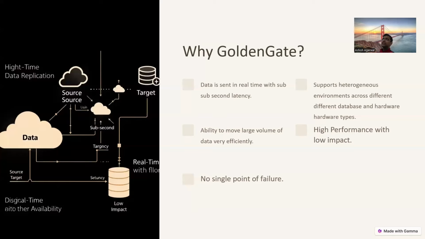So Golden Gate is used because data is sent in real time with sub-second latency. It means that Golden Gate applies the data from source to target within few seconds. Golden Gate supports heterogeneous environments across different database and hardware types. So, as I mentioned to you, Golden Gate can replicate the data between different databases like Oracle, SQL Server, and your hardware can be different as well. So, it's not like it has to be same. Then ability to move large volume of data very efficiently. So, Golden Gate can move your blob, like large objects as well.